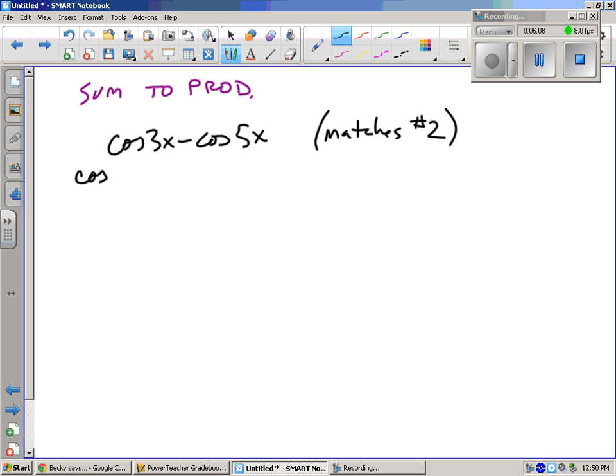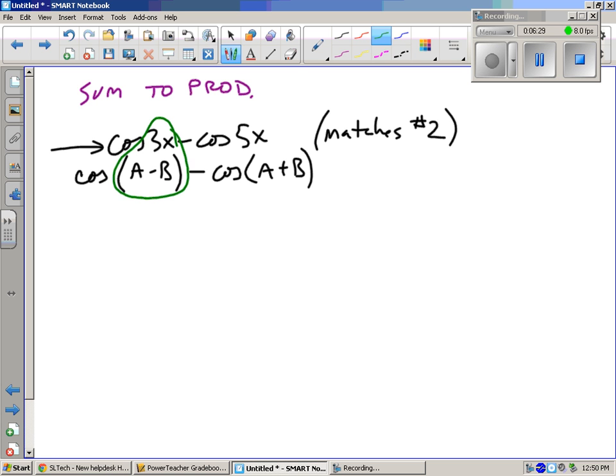Now this is kind of a critical point here. If you don't do this, sometimes you get messed up. Write the formula right below the problem that they give you. The reason I want you to do that is to now notice that the 3x is not A, it's not B, it's A minus B. And you see the 5x, it's not A, it's not B, it's A plus B.